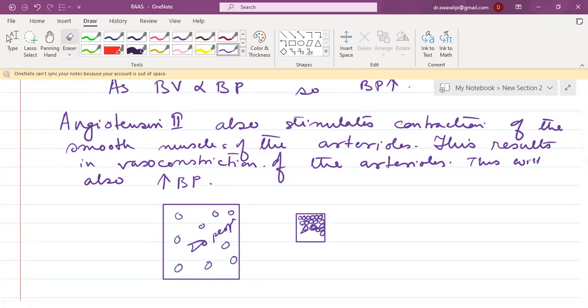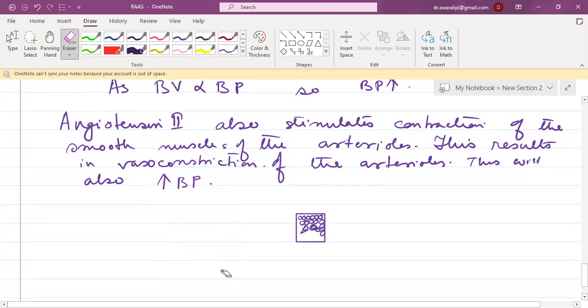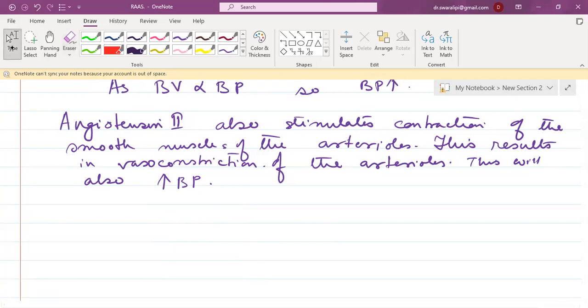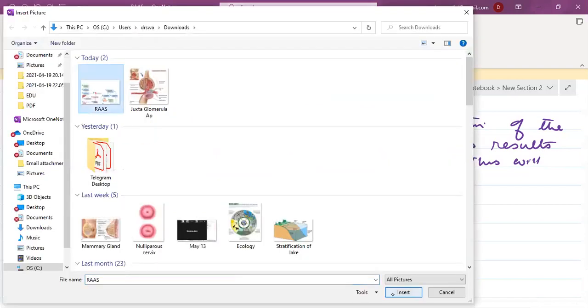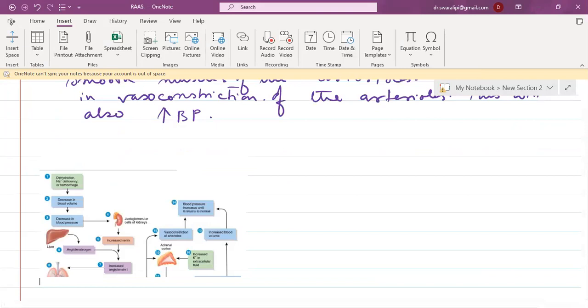So similarly, when the blood vessels constrict, blood is flowing through a very small space. Hence, the pressure exerted by the blood on the vessel wall will be more. We know the pressure exerted by blood over the vessel wall is called blood pressure. Hence, the blood pressure will increase on vasoconstriction. So these are the phenomena occurring in the RAS, and hence we can restore the blood pressure to normal.